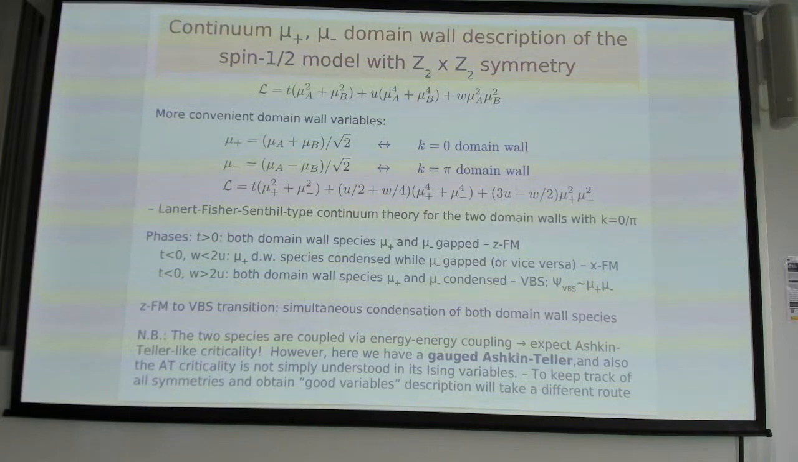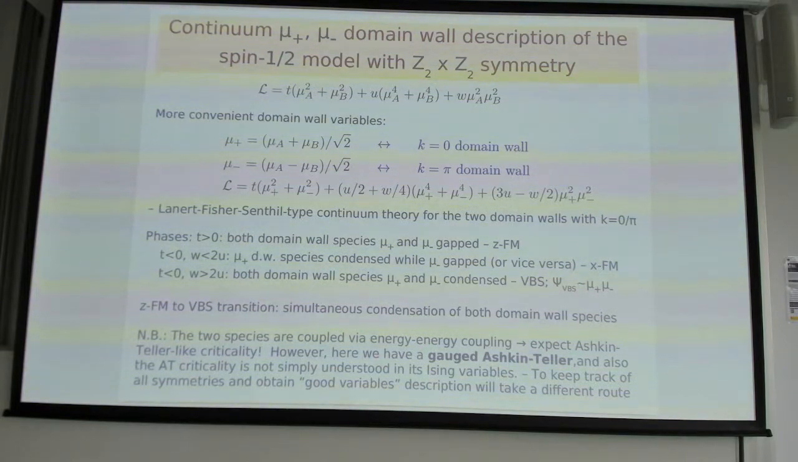So the VBS phase in this case is understood as simultaneous condensation of both k equals 0 and k equals pi domain walls. And one can actually write down the VBS order parameter as basically the product of these Ising fields describing these domain walls. One of them is gauged and one of them is? Both are gauged. Both are gauged.